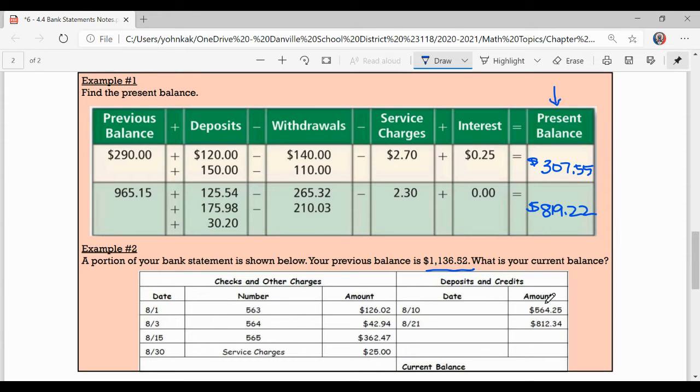On August 10th, there was a deposit of $564.25. And on August 21st, there was a deposit for $812.34, no interest. So we need to find the current balance. So basically what you want to do is you want to add up all your checks and service charges, and then you can add up all of your deposits, and then we'll find the current balance. So if you add up these four numbers right here, you're going to get 556.43.